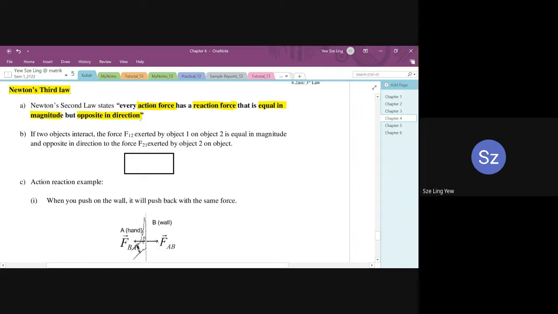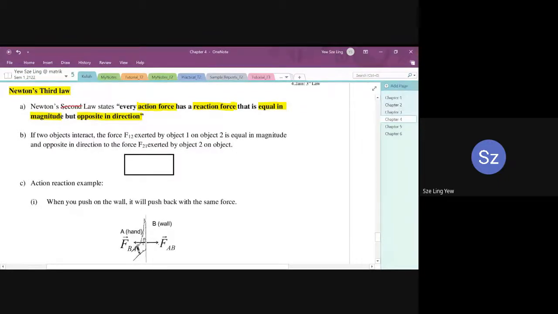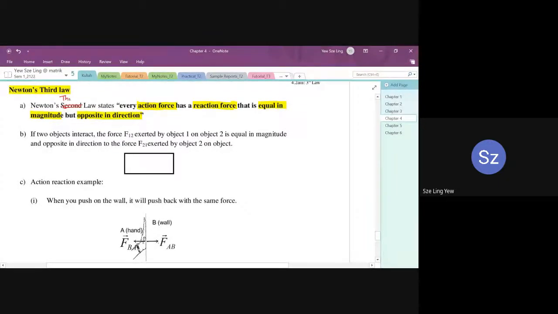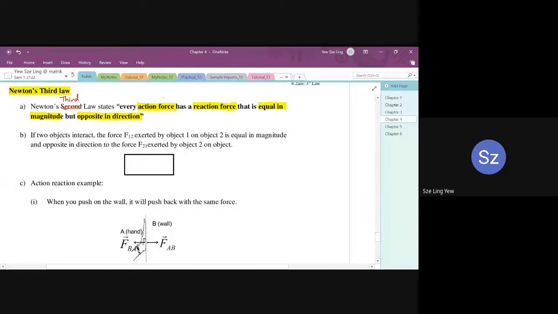So in yes? This is the third one, right, madam? Isn't it the second law? This is already the third law, Newton's third law. Oh, write. Okay, a typo here. Thank you. So Newton's third law states that every action force has a reaction force that is equal in magnitude but opposite in direction. So these four keywords.